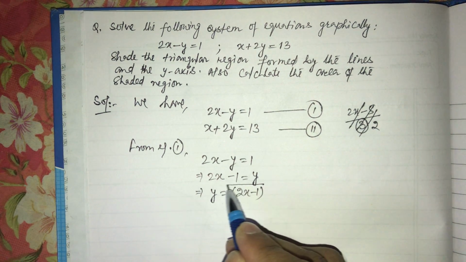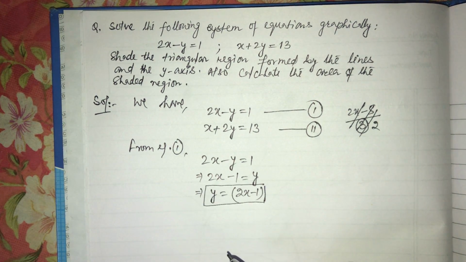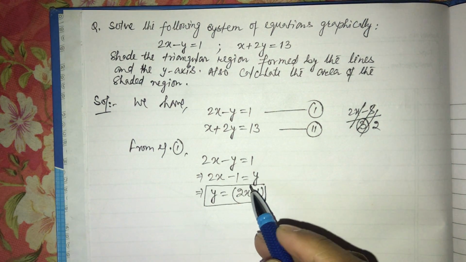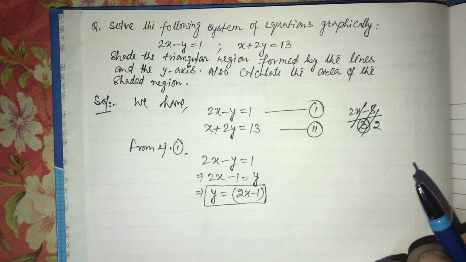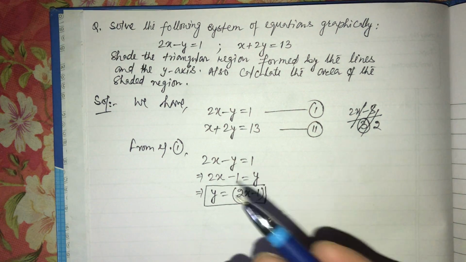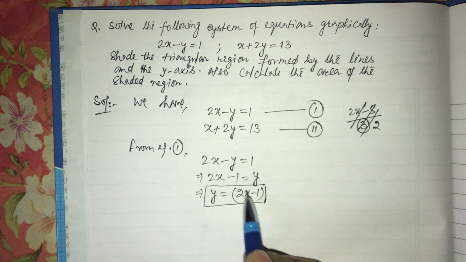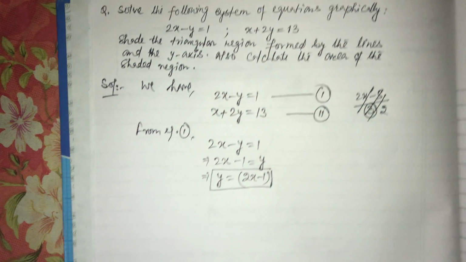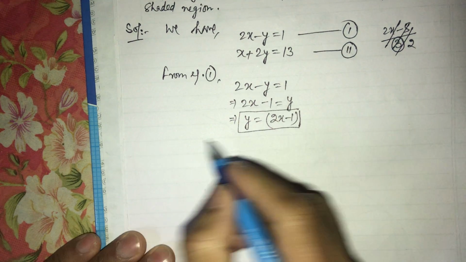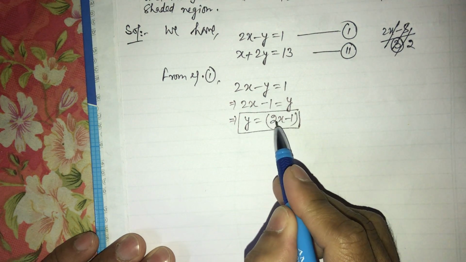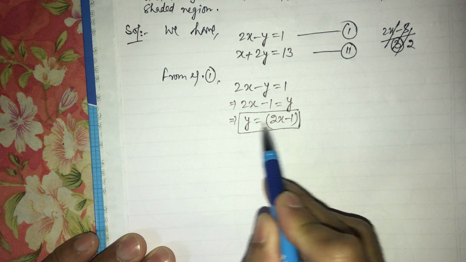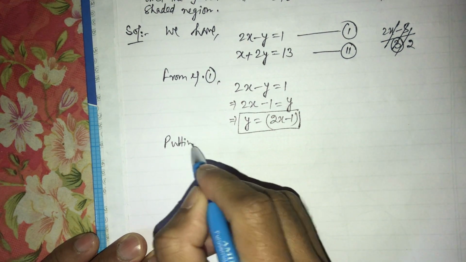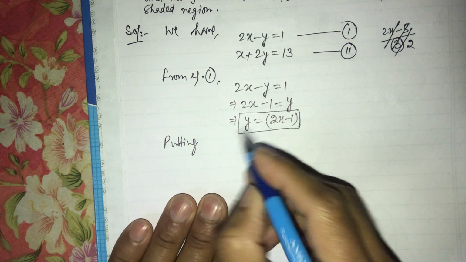I wrote here y equal to 2x minus 1. This will help me to get the table. Without doing this manipulation you can also find the table, it's very easy, you just need to assume values, but I feel this is easier for you to plot the graph or get the table. So now let's assume the variable which is on the right hand side. Here I have x, so I will assume at least two values for x.